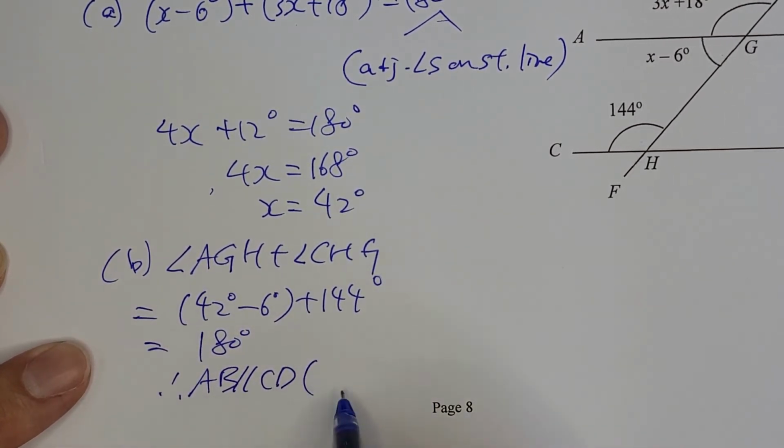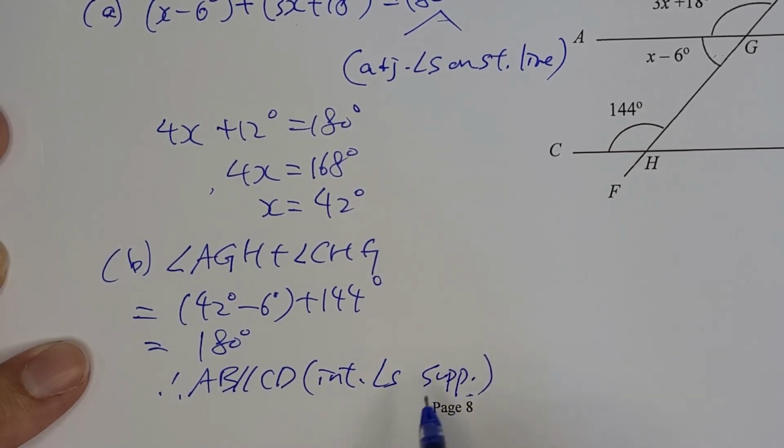Reason is right at the end, interior angles supplementary, that is talking about, in mathematics, the sum of two numbers equals 180, or the sum of two angles equals 180 degrees.